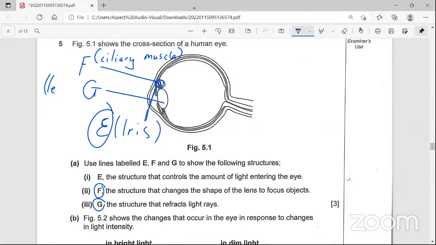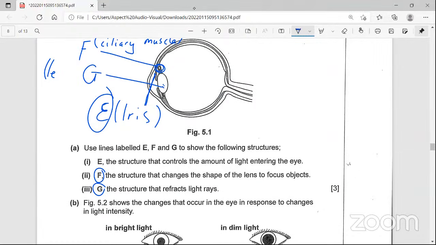G is the lens. This, the one that refracts. Didn't they say it refracts the light? Refracts the light rays. But that is the lens. That one, the G. The lens focuses light on the retina and the cornea refracts light. So this is the cornea. No. This one. So this is wrong. The lens is not what's bending the light.